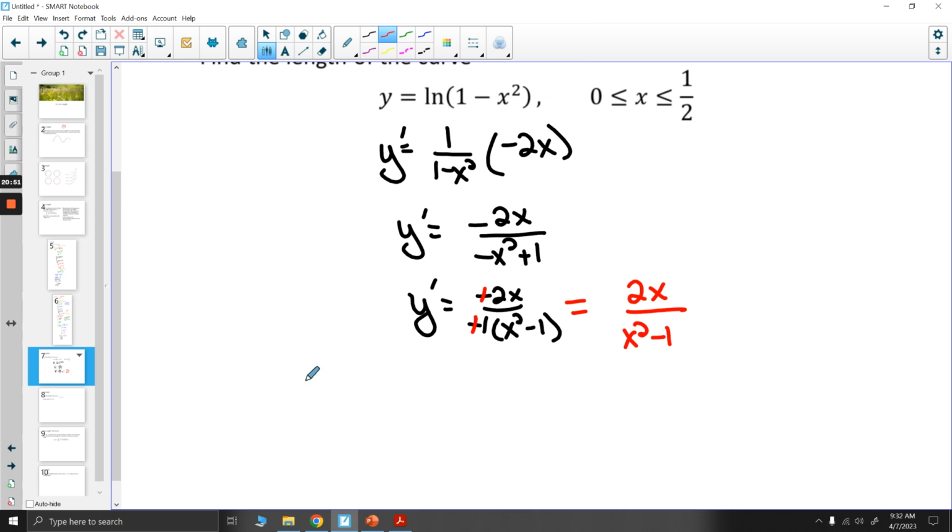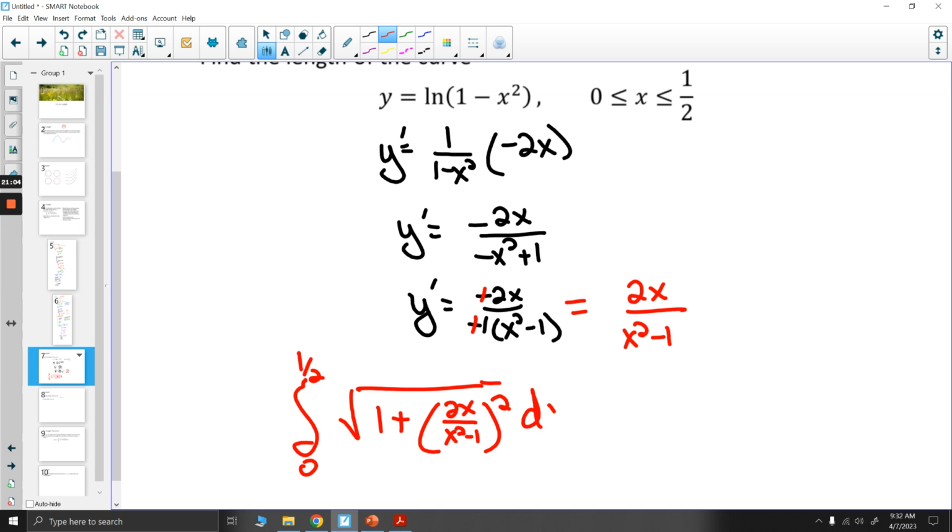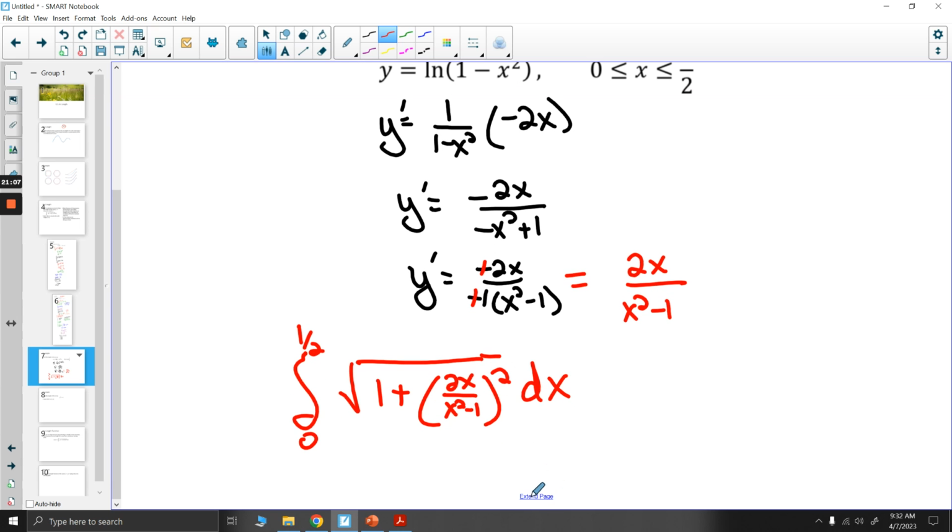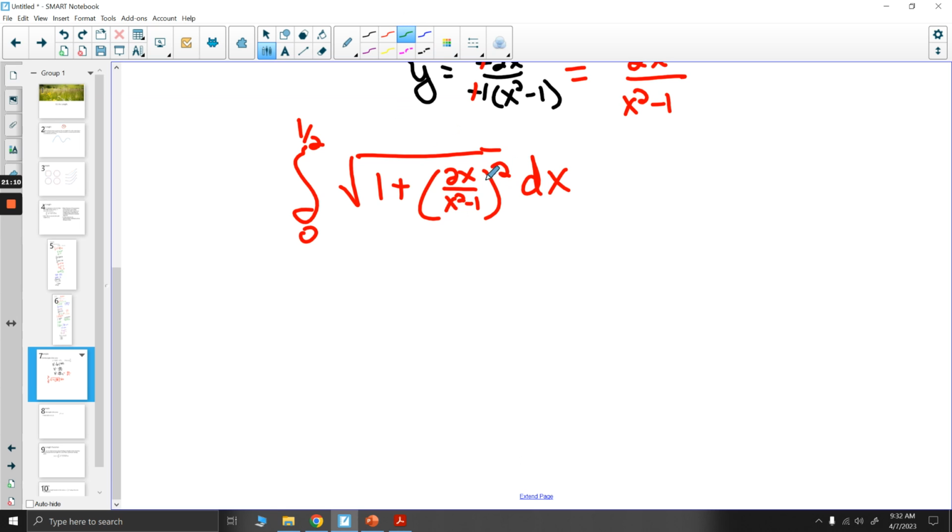Okay, so we're going to plug it into our integral from 0 to 1/2 of the square root of 1 plus this thing squared. So 2x over x squared minus 1 squared dx. Okay, so now what we want to do is FOIL this out. So that would be the square root of 1 plus 4x squared over, and I'm going to leave this alone, x squared minus 1 squared. The reason why is because it's already factored and squared, and that will go out pretty nicely.